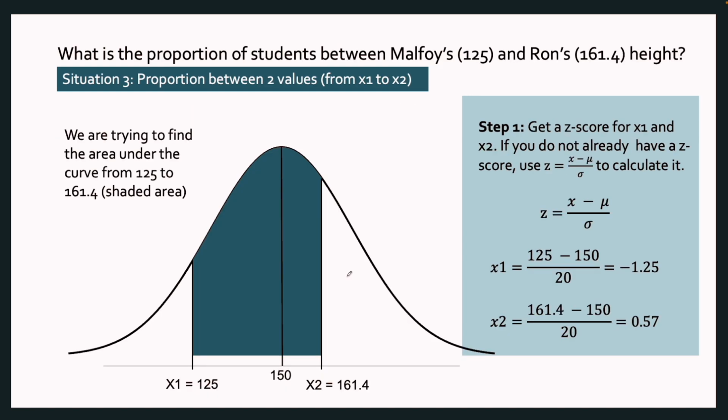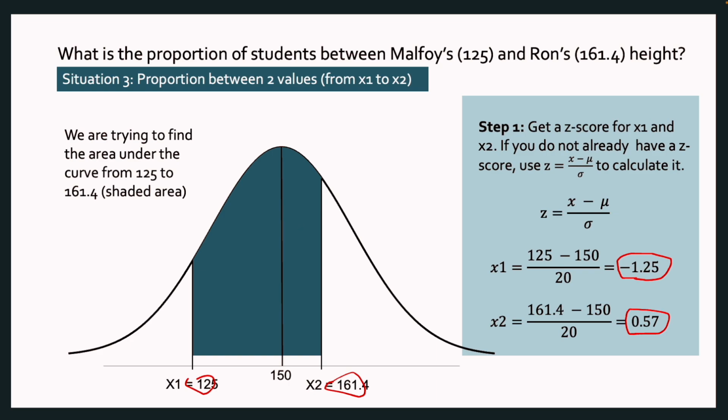So what about somewhere in between? We want to find the portion of students between Malfoy, 125, and Ron. Now you have 2 points of interest, 2 x's, so let's say x1. When you calculate the z-score, it is negative. Why is it negative? Because this is below the mean. It will always give you a negative z. If it is more than the mean, this is what you have done earlier on. So this remains unchanged. You just need to do this first one.